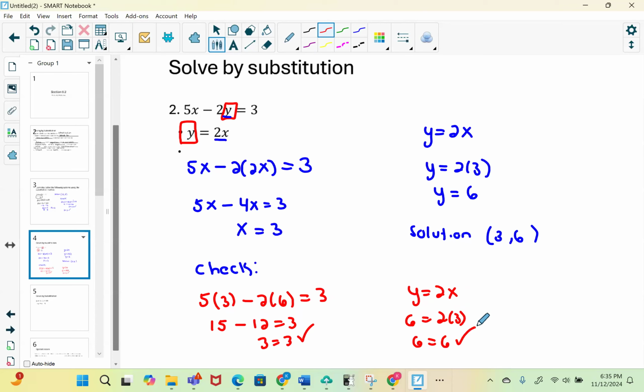And that works. So that's an introduction. There'll be more examples to come on the next videos, but that's an introduction to substitution.